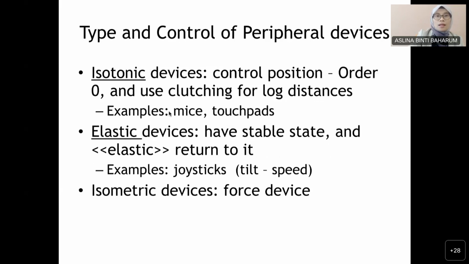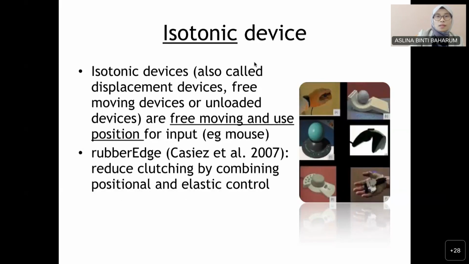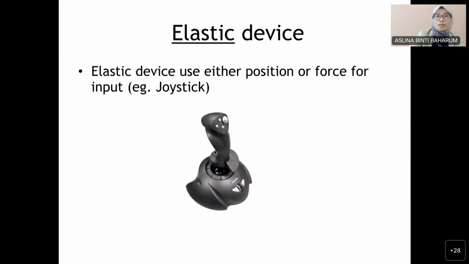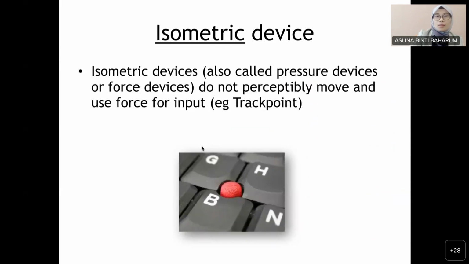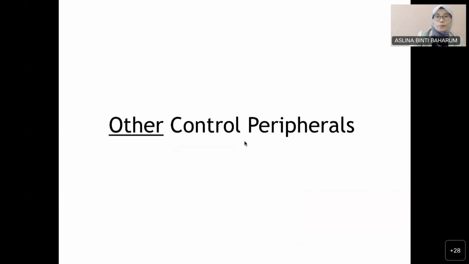And we have isotonic devices, and also elastic devices. Another example of an isotonic device is what we call a displacement device, free moving and uses position. This one is elastic, isometric. You need to press, right? Press to move. This one is like a mouse, but they don't have the mouse pad. They're using this one as a track point.